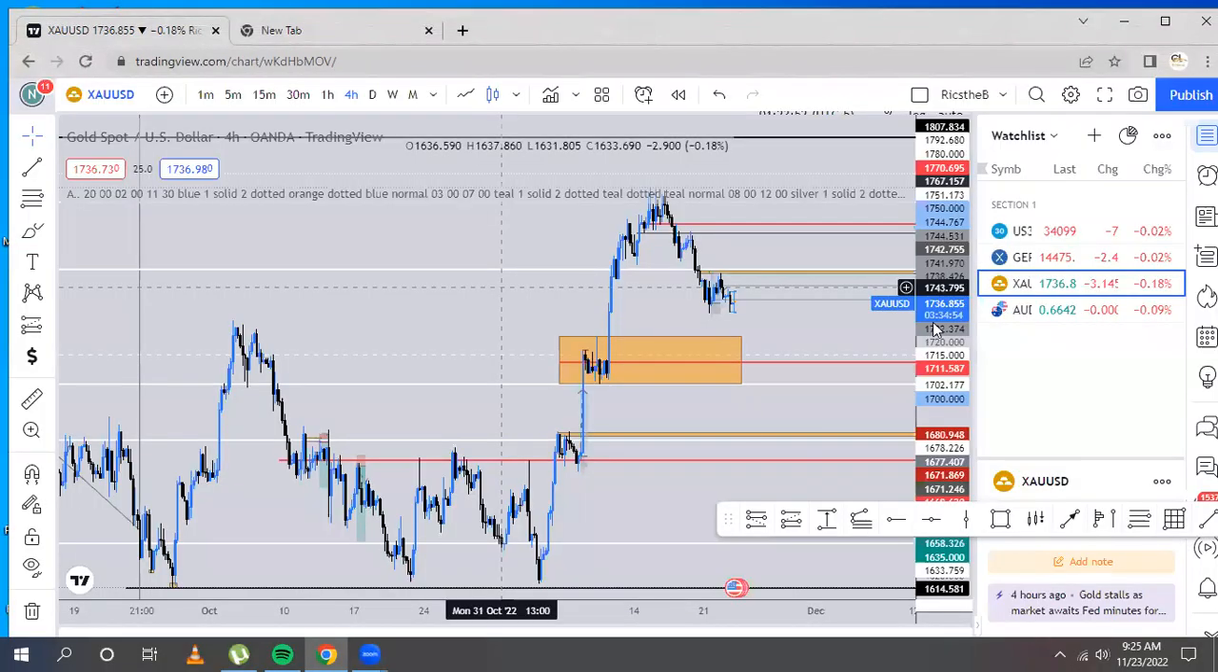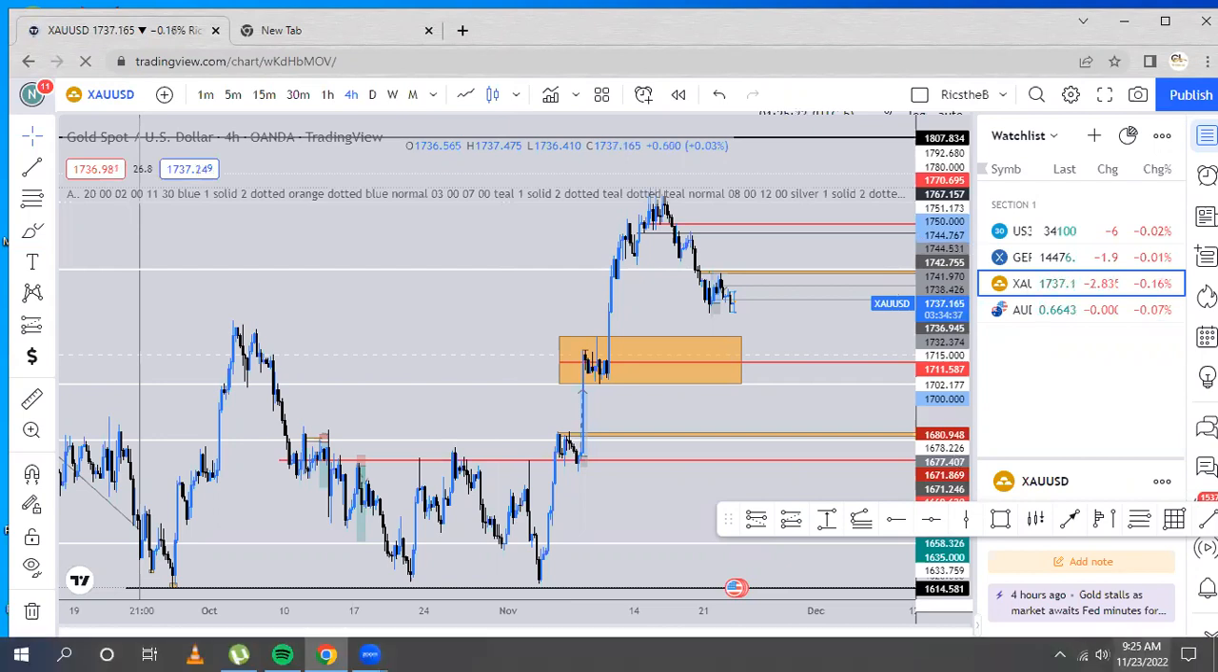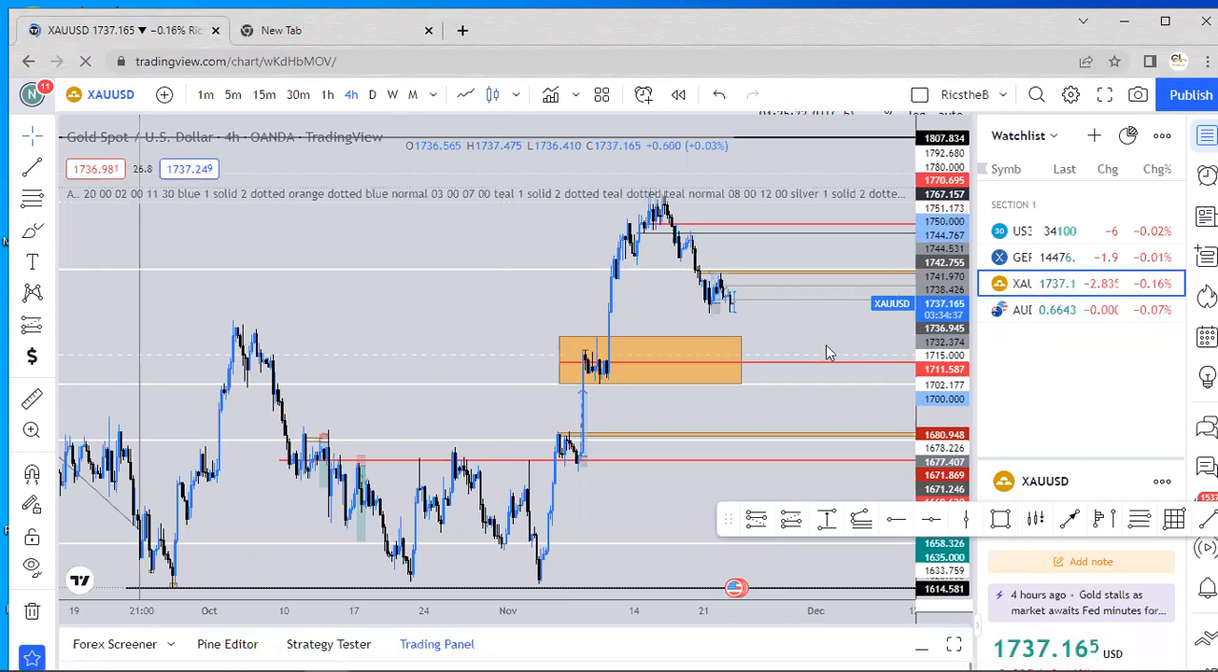Let's load these charts up. Good. Let me get rid of these drawings. Just give me a minute. The machine is already acting up.